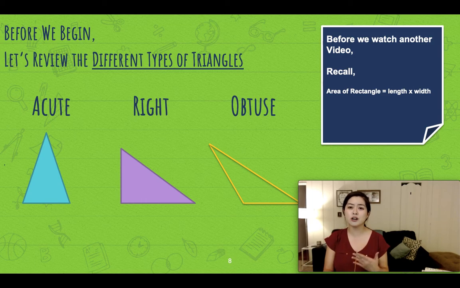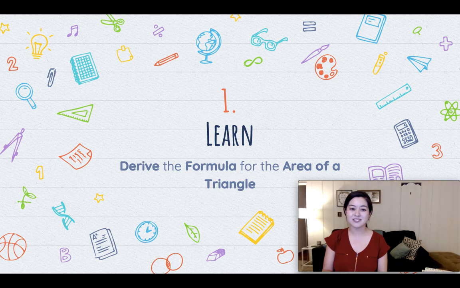So before we watch another video, please recall, okay, that the area of a rectangle is length times width, okay? Please remember that. I think you know it because we've done that in a couple of word problems. So, all right. So now this is what we're learning. We're going to learn how to derive the formula for the area of a triangle, okay?